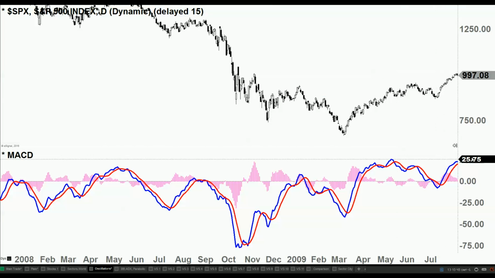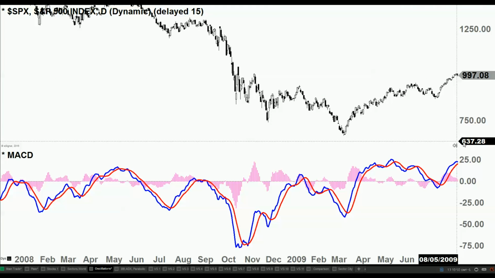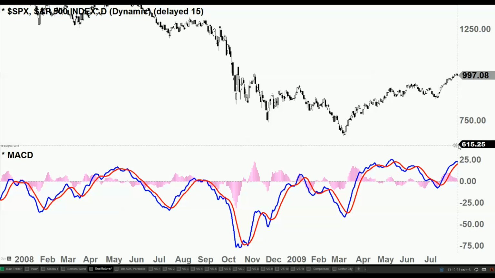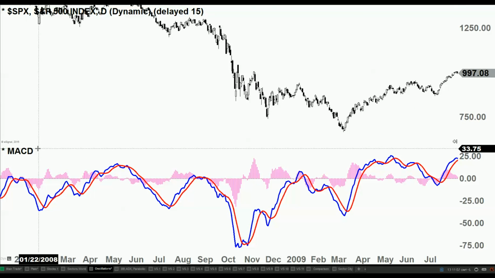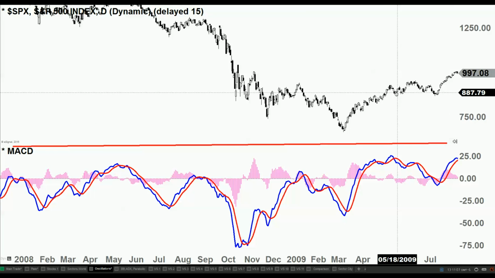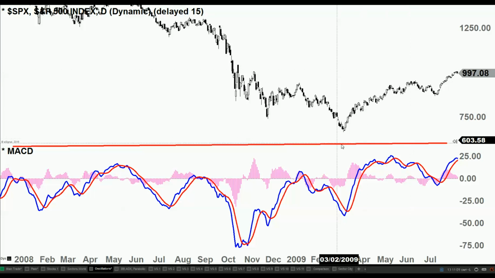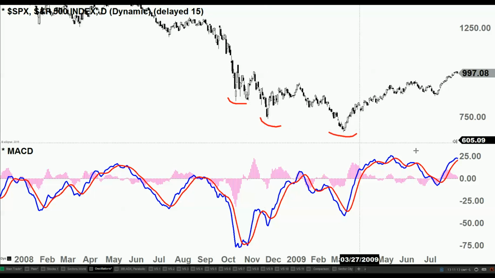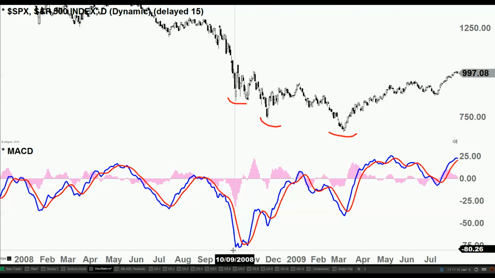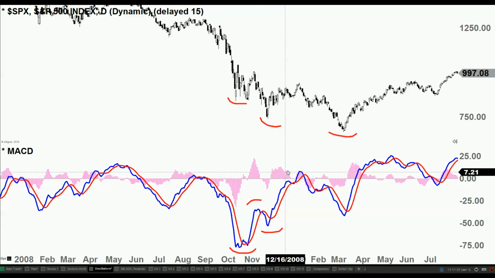But look at the MACD here. Let me try to make the MACD bigger. There you go. We're currently looking at the MACD in this whole bottom section of your screen. What we're seeing is that while the price action starts to cultivate lower lows and lower highs, the MACD starts to cultivate higher lows and higher highs.